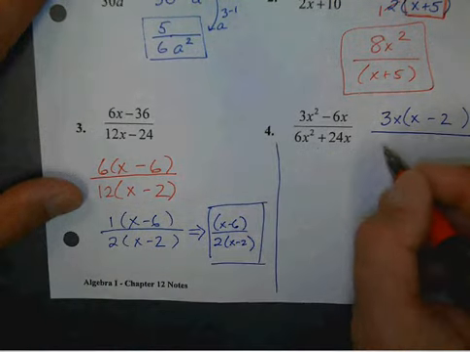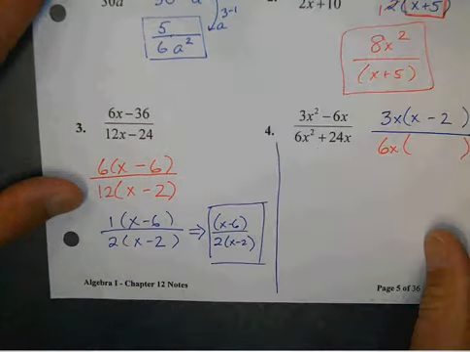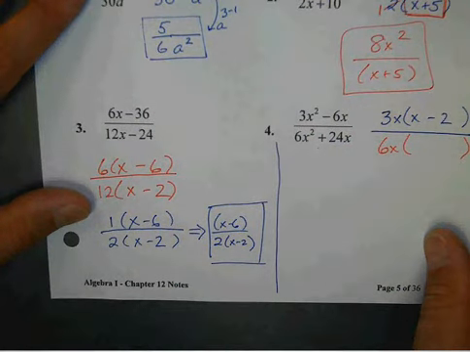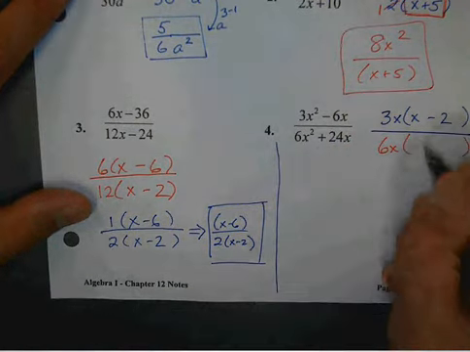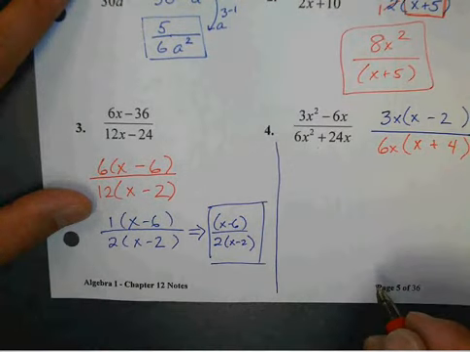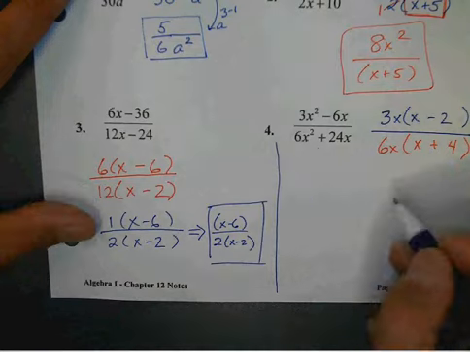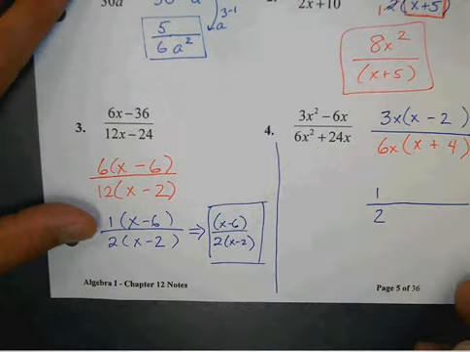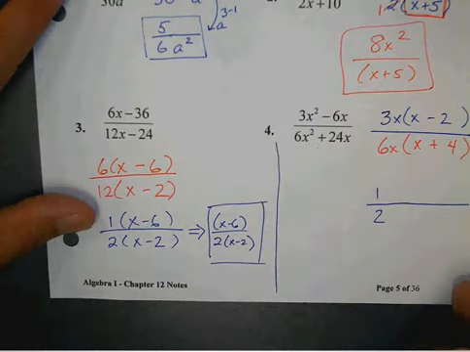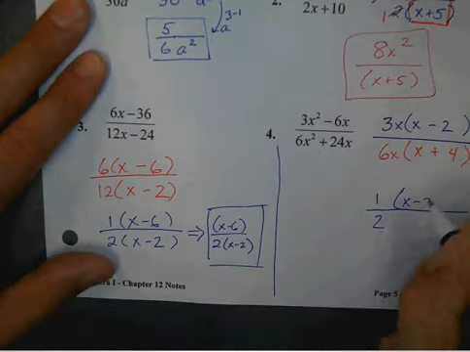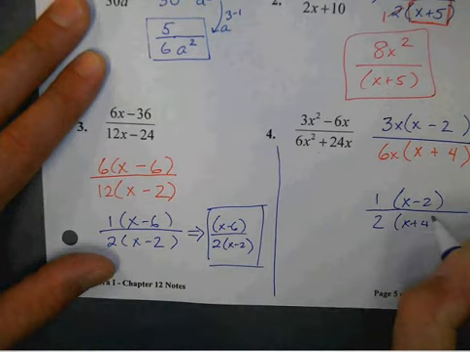6x. All right, Grace started it. Someone else finish it. Ladies? X plus 4. All right. Gentlemen, 3 and 6 cancel to what? 1 and 2. X and X cancel to what? They're gone, right? And the X minus 2 and the X plus 4.